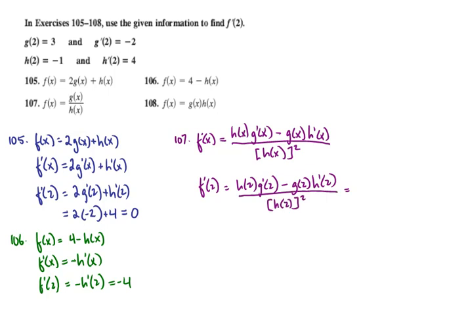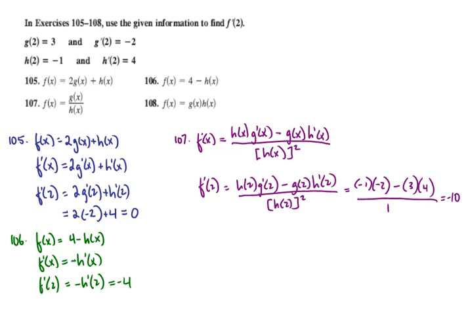Since h(2) is negative 1, g'(2) is negative 2, g(2) is 3, h'(2) is 4, and h(2) is negative 1, quantity squared is positive 1. And so we have negative 1 times negative 2, which is 2, minus 12, which is negative 10. And that would be the final answer for 107.